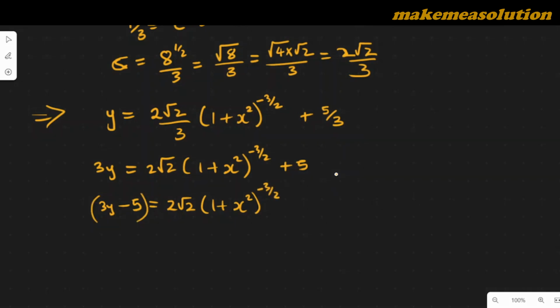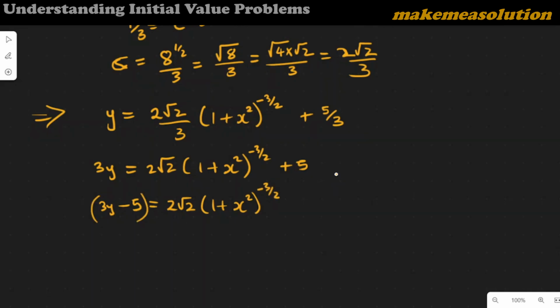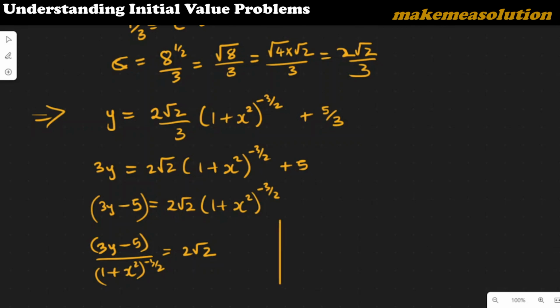I'll take all the variables to the left hand side and leave the constants on the right hand side. So this is going to be (3y − 5) all over (1 + x²)^(-3/2) is equal to 2√2. So this is a good way to leave your answer. If you don't know how to leave your answer, you can take all the variables to the left hand side and leave the constants on the right hand side.